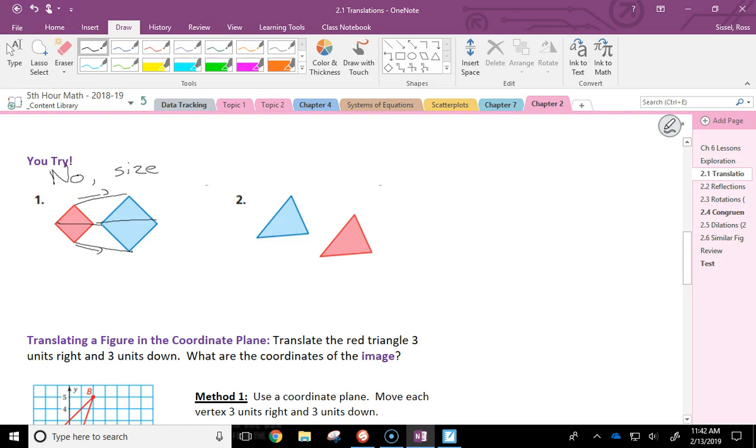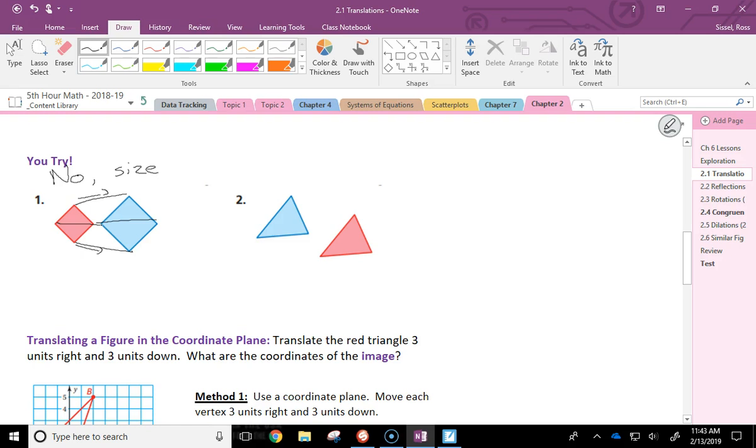So it would be a translation and a dilation. Can we have more than one transformation? Absolutely. We can do a rotation, reflection, and a translation all at once. It's just, we're checking right now, is this just a translation? We're looking for just one.